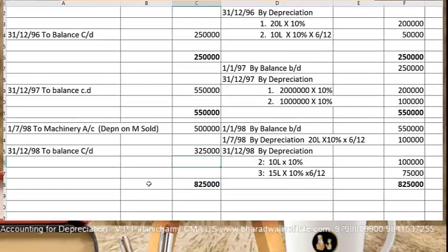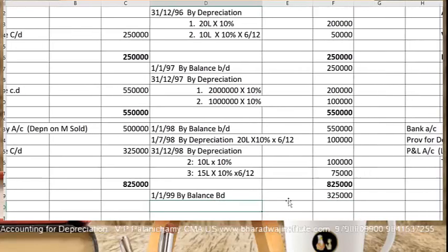This is to balance carried down. This is the closing balance of depreciation. Then on 1/1/99, by balance brought down, nothing but 3,25,000. 3,25,000. Once again, I repeat.